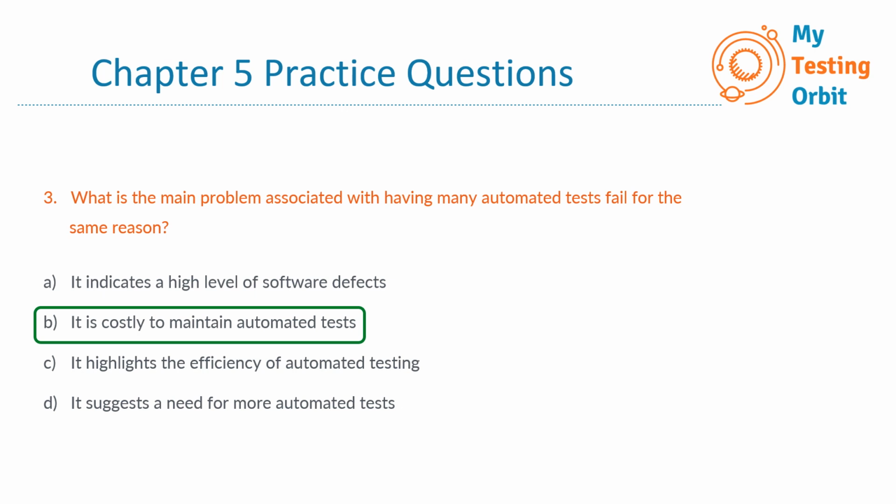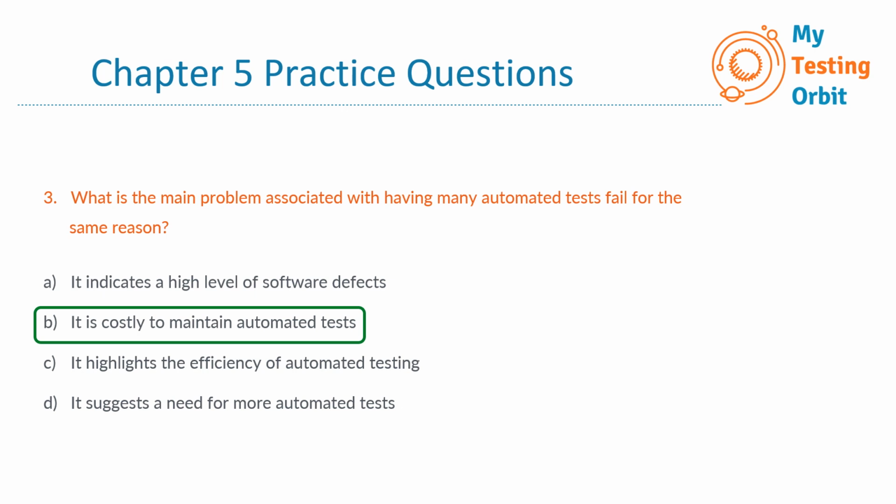Option A, it indicates a high level of software defects. This option is incorrect because the presence of many automated test failures for the same reason does suggest a problem, but it does not necessarily indicate a high level of software defects. The same issue might be causing multiple tests to fail, but it doesn't provide a quantitative measure of the overall software defect level.